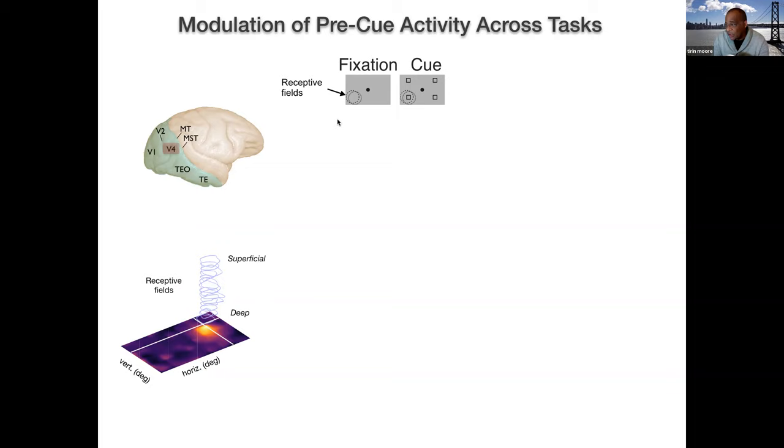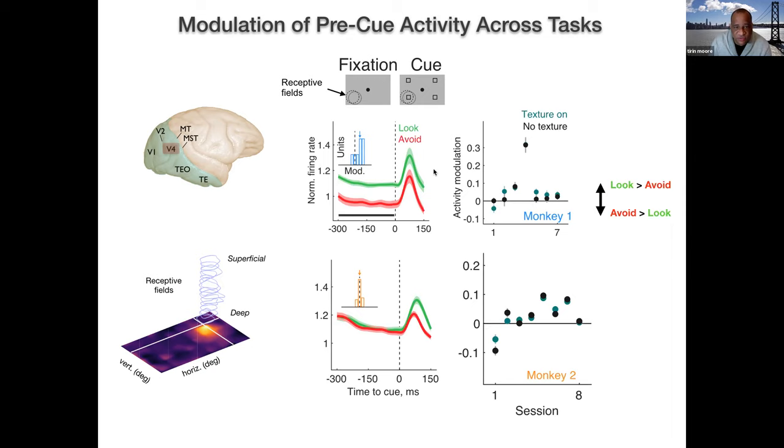So we first looked just for differences in overall firing rates among each of the simultaneously recorded V4 neurons during each of the experimental sessions. So what we're looking at here is data from a single experiment, looking at the average normalized firing rate for neurons recorded in the look block versus the same neurons recorded in the avoid block. And this is the distribution of that activity, sorry, the different distribution of modulation activity. So in this case, before the cue appeared, activity was generally higher in the look task compared to the avoid task.